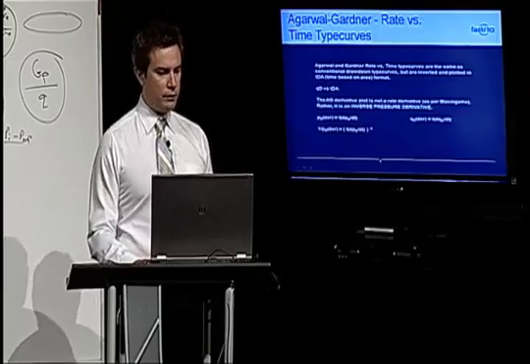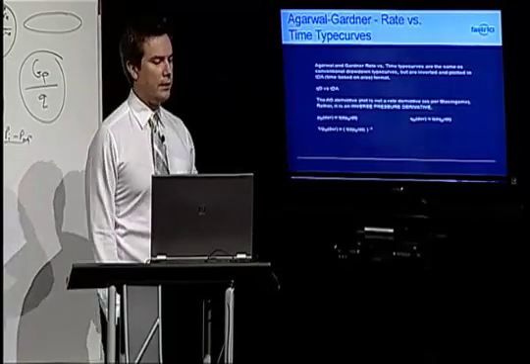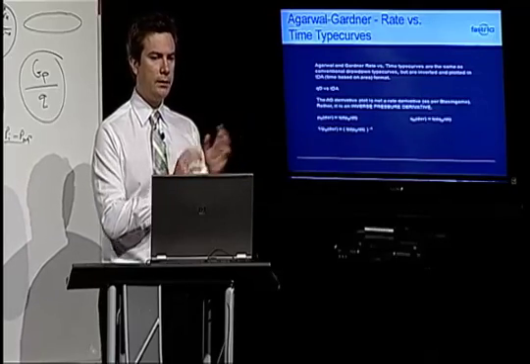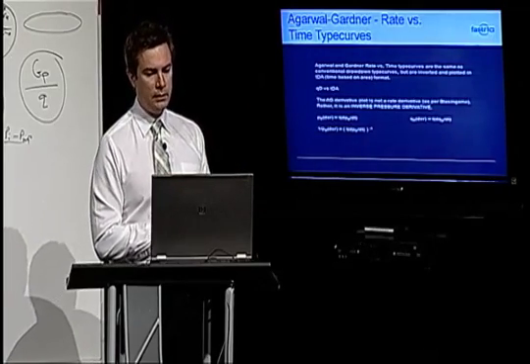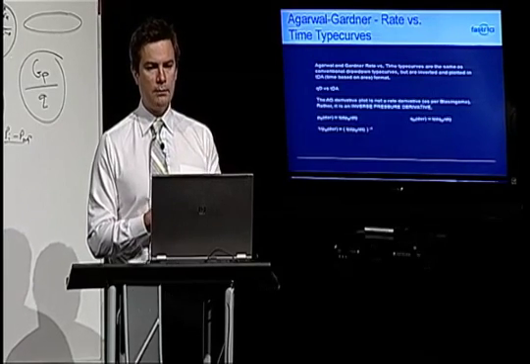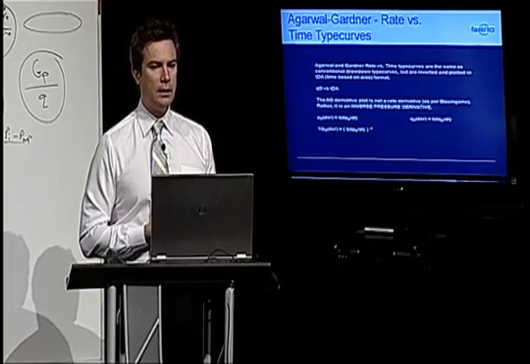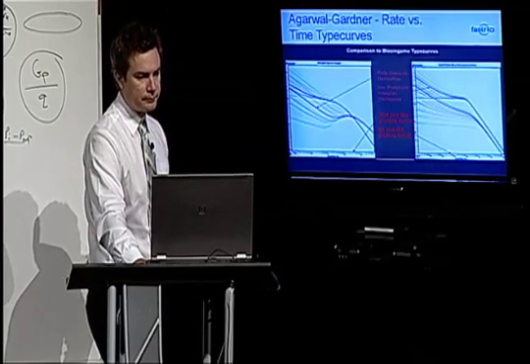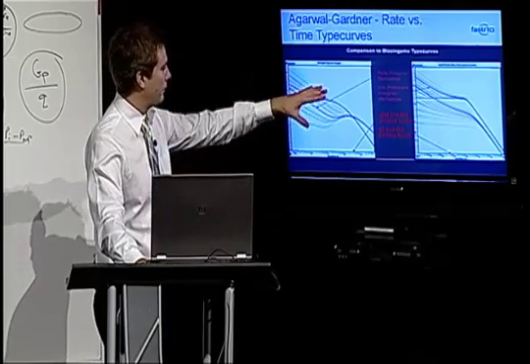So the end result of Agarwal Gardner is it's just another method. It's very similar to Blasingame. We should use both of them just to get a slightly different perspective on what's going on. But all in all, they should give you fairly similar results because they're using the same technology. The same theory behind each technique is the same. That's just a comparison of the derivative curves of each.